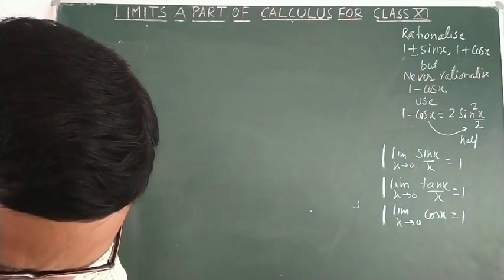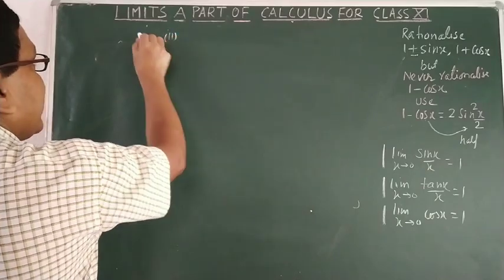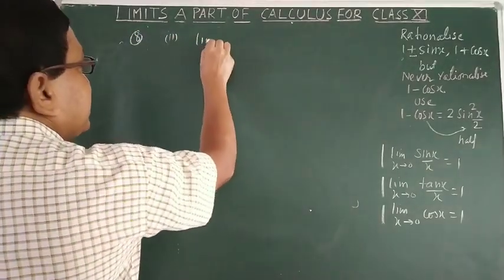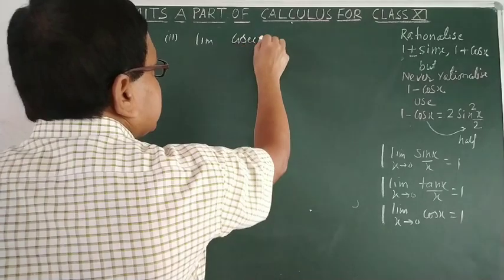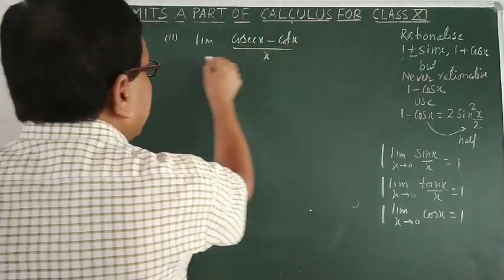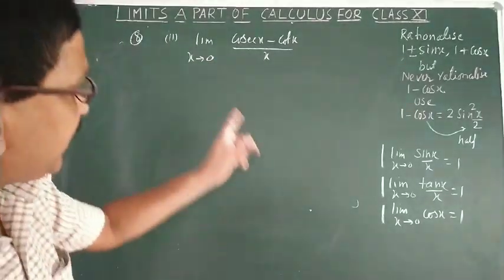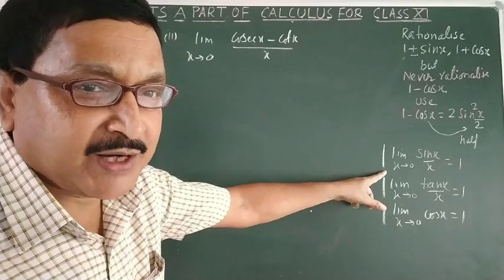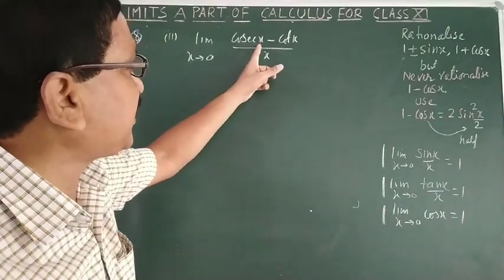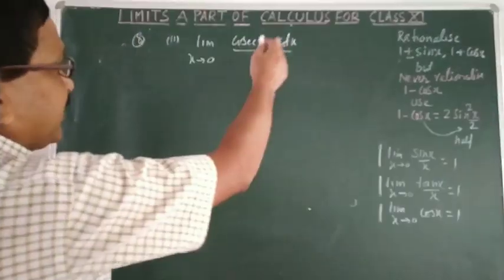Number 8, second question: limit of (cosec x minus cot x) by x, as x tends to 0. Students, remember that when x tends to 0, the formula will work, but the formula is not available in cosec. So immediately convert it to sine and cos.